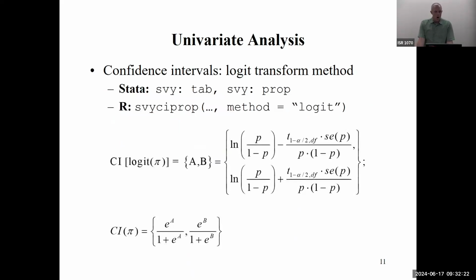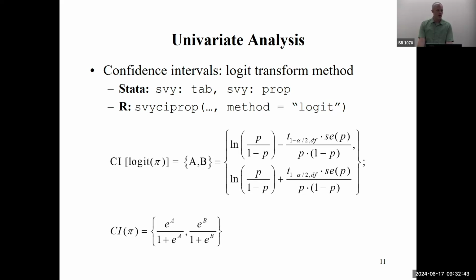So one possible method of computing these confidence intervals is called the logit transform method. Okay? And this is actually the default that's used by SVY tab and SVY prop within Stata when you're dealing with complex samples. Okay, so they default to this logit approach.